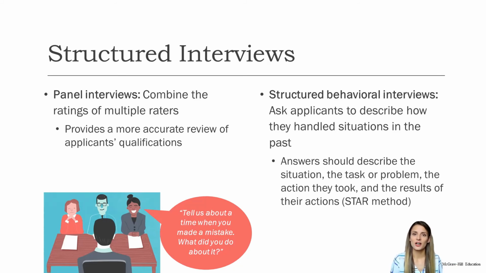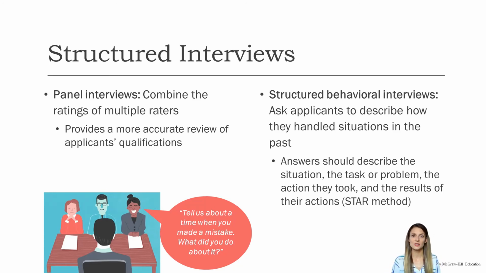Applicants, you are expected to answer using what we call the STAR method. We want you to explain the situation, give us some context, help us understand where you were working, who you were working with. You don't need to include any names, but just give some context. The T in STAR stands for task. Tell us the problem. Tell us the mistake. Tell us about the goal or the task you were tasked with.